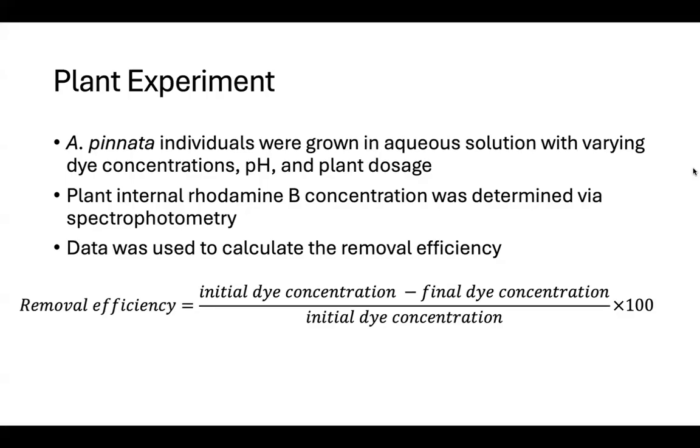Plant internal rhodamine B concentration was then determined via spectrophotometry after individuals were grown and harvested. This data was then used to calculate the removal efficiency of the rhodamine B. This was calculated by taking the initial dye concentration, subtracting the final dye concentration, dividing all of that by the initial dye concentration, and multiplying that resulting value by 100.